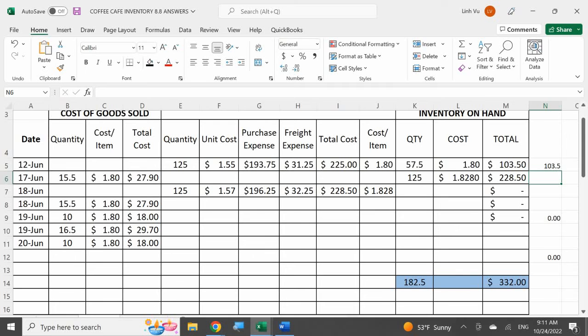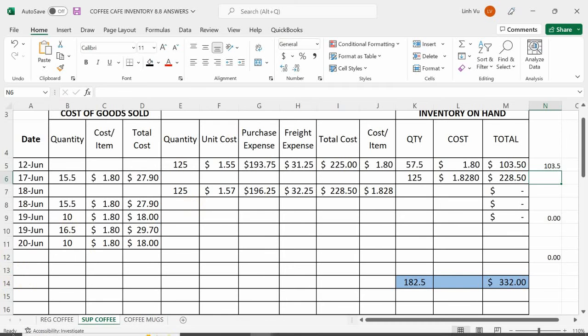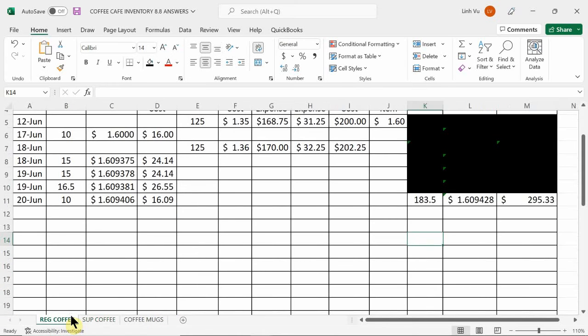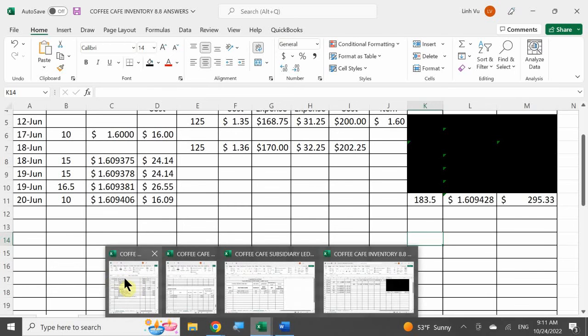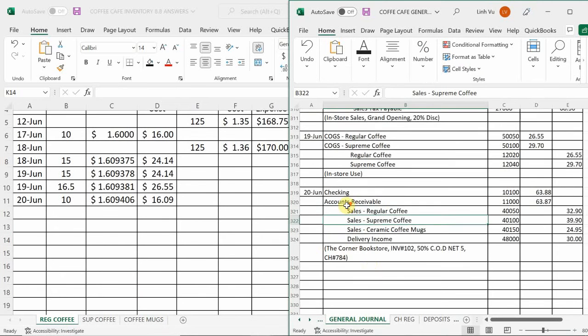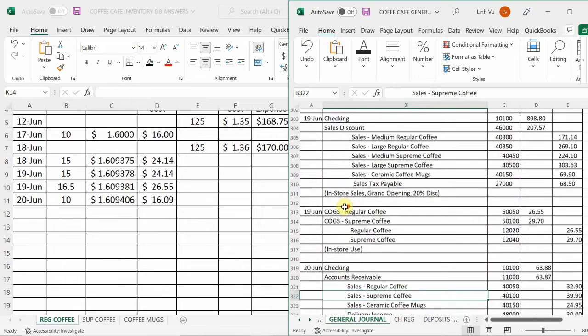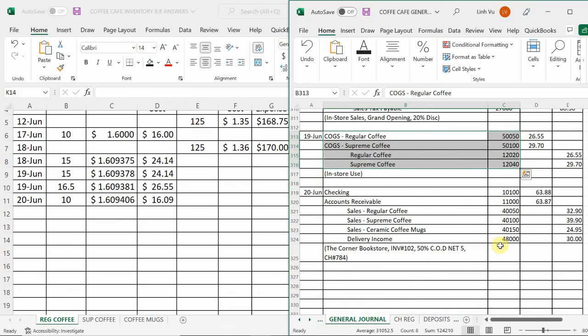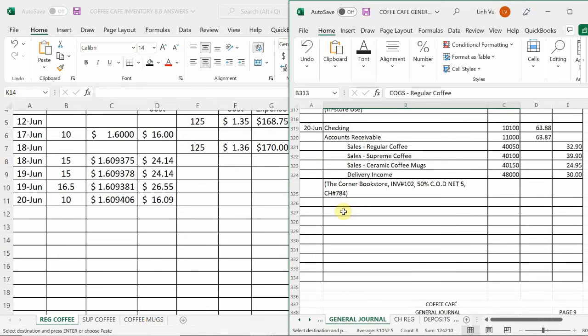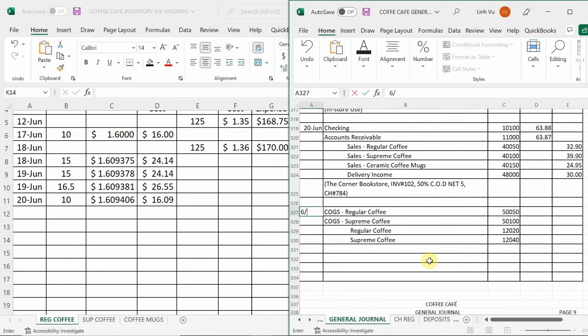Okay. So there's my cost of goods sold: 18 for Supreme, 1609 for regular. Okay, we got the coffee mugs. Why do we not record the coffee mugs? I forgot. We do not record the coffee mugs because we do it at the end of the period. Correct.